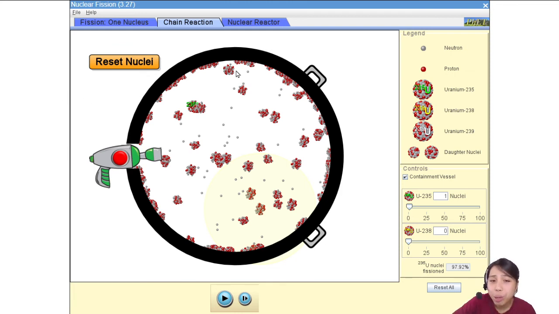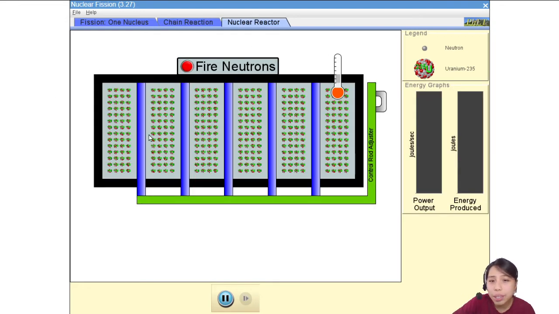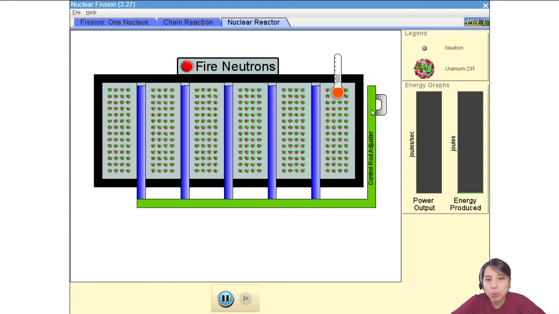Anyway, so people say, okay, maybe bombs are not a great thing. Let's do electricity. So they're going to use this chain reaction, but in what we call a nuclear reactor. Now this is much more controlled because we are smart.